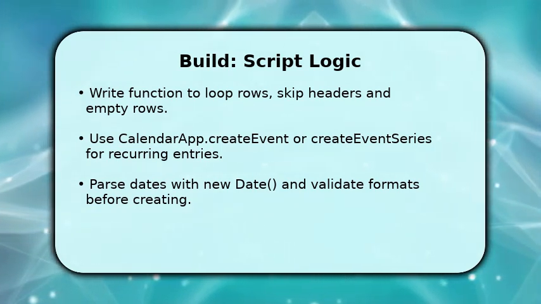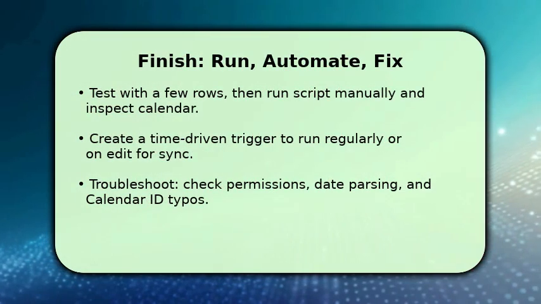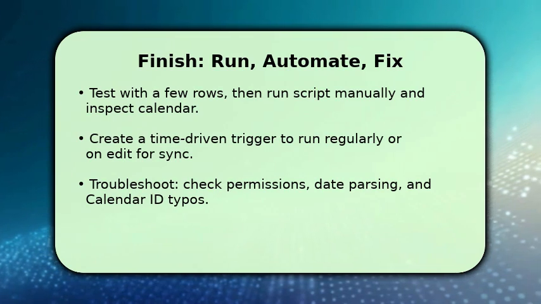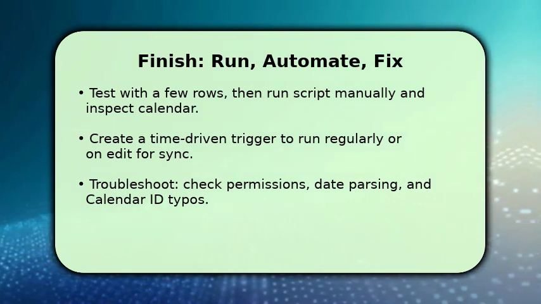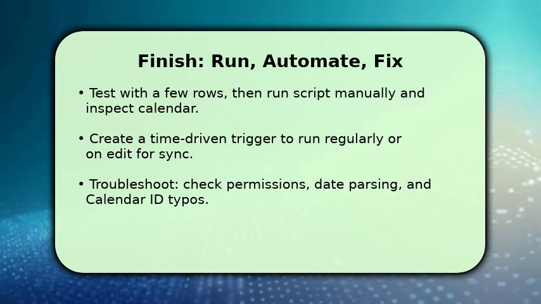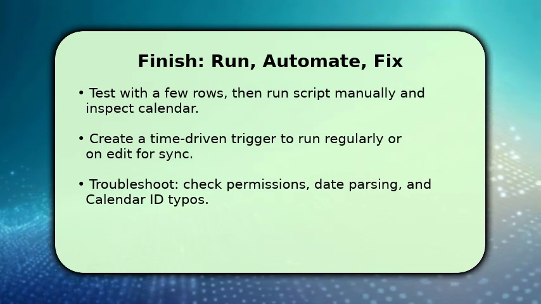Run your script on a small sample of rows and check the calendar for correct titles, times, and guests. Once satisfied, set up a trigger. In Apps Script, add a time-driven trigger or an onEdit trigger to automate sync. Make sure to handle duplicates by storing the created event ID back to the sheet or checking existing events before creating.